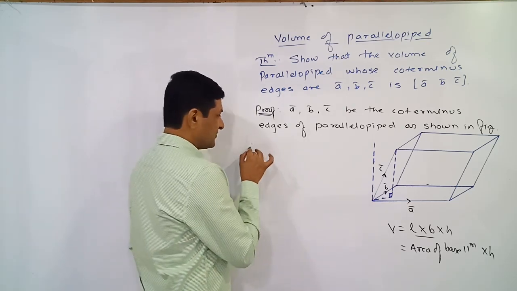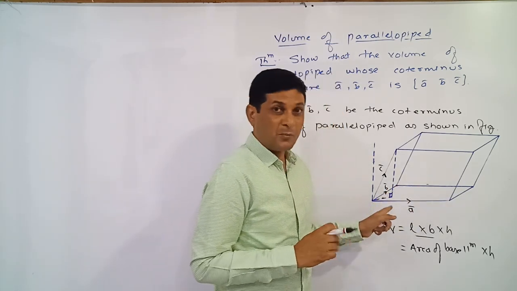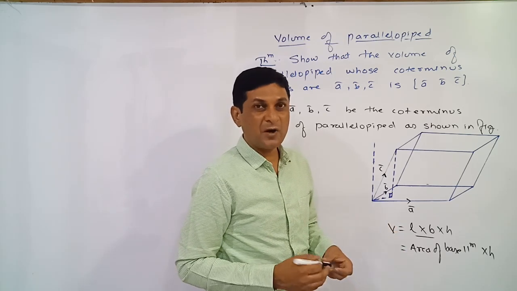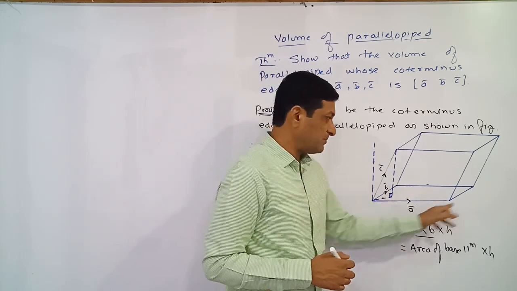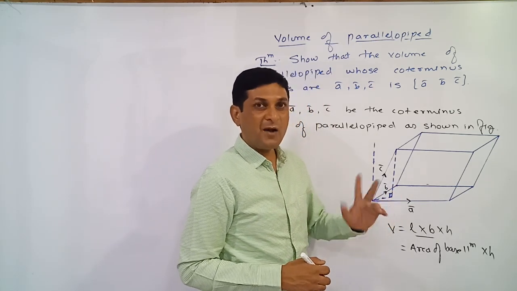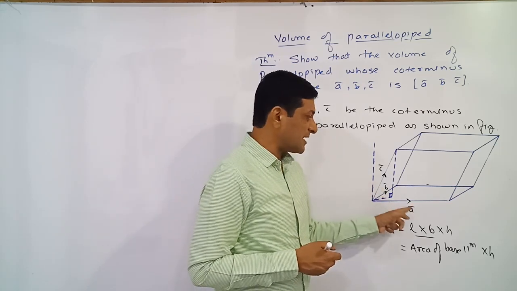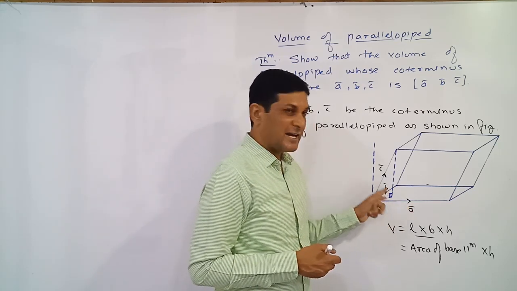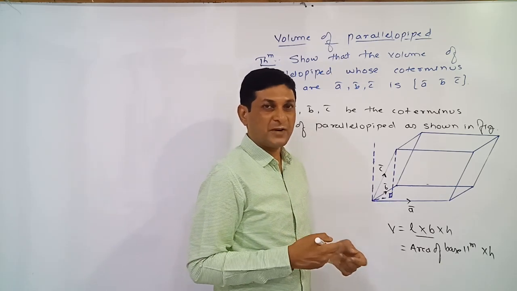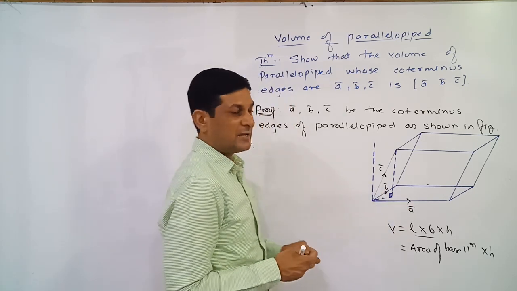So now we are trying to find the area of base and height here. Observe this base. The base of a box or a parallelepiped is just like a parallelogram. We have one formula to find the area of a parallelogram if its adjacent sides are represented by two vectors, a bar and b bar. What is that formula? Magnitude of a bar cross b bar is the formula to find the area of a parallelogram if its adjacent sides are represented by a bar and b bar.